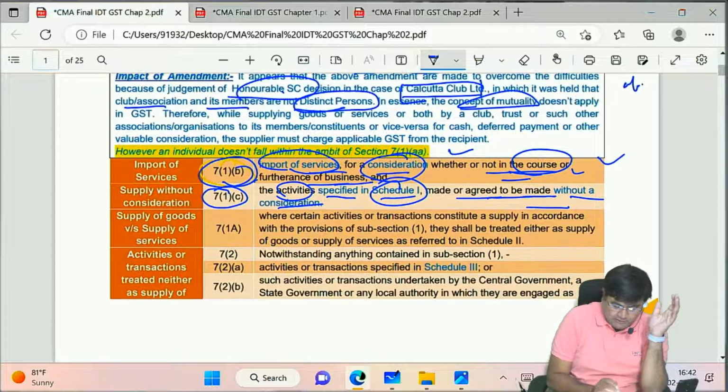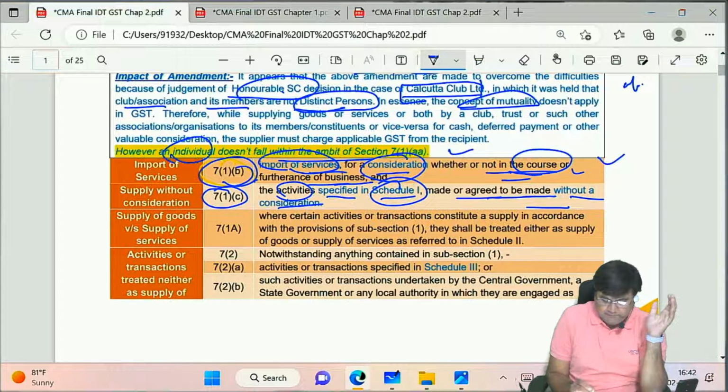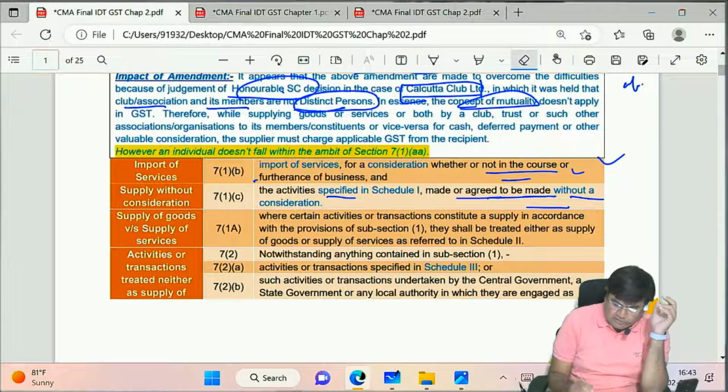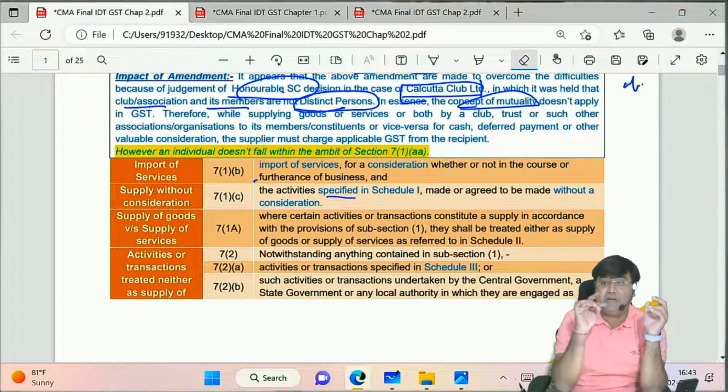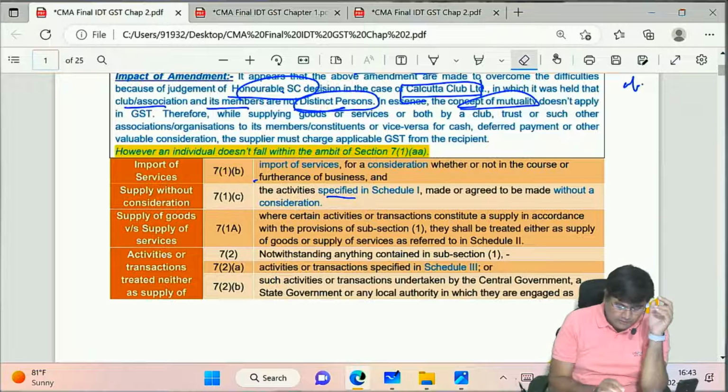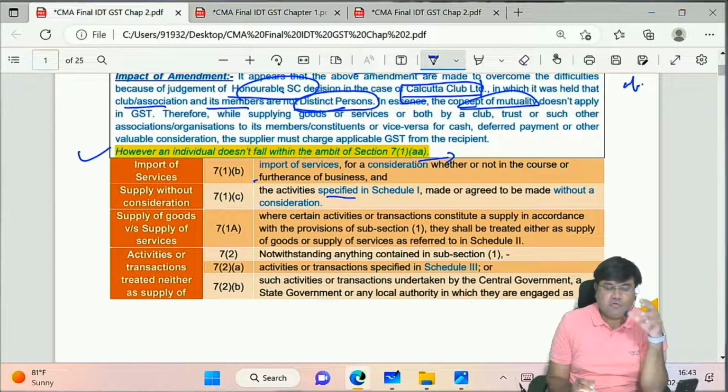But remember, an individual does not fall within the ambit of section 7 subsection 1 clause A. I have highlighted this so that when you are doing the revision, it automatically hits your mind. Okay, so that's why these things are highlighted in the books.